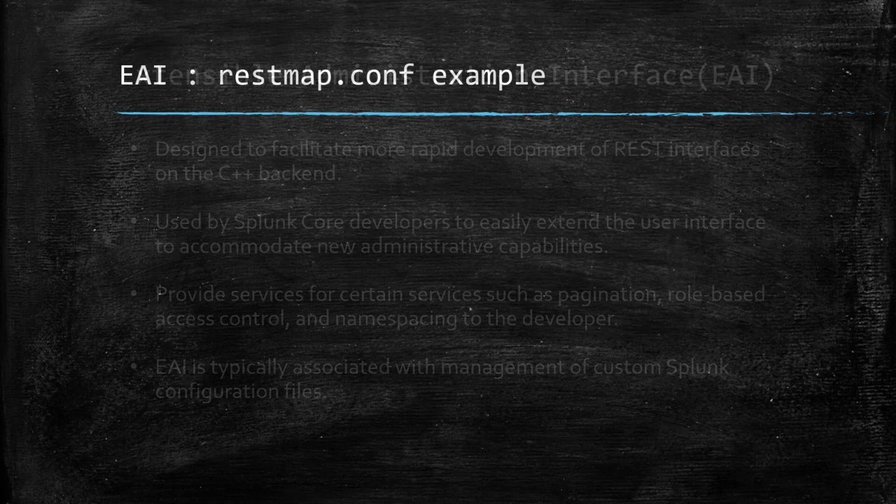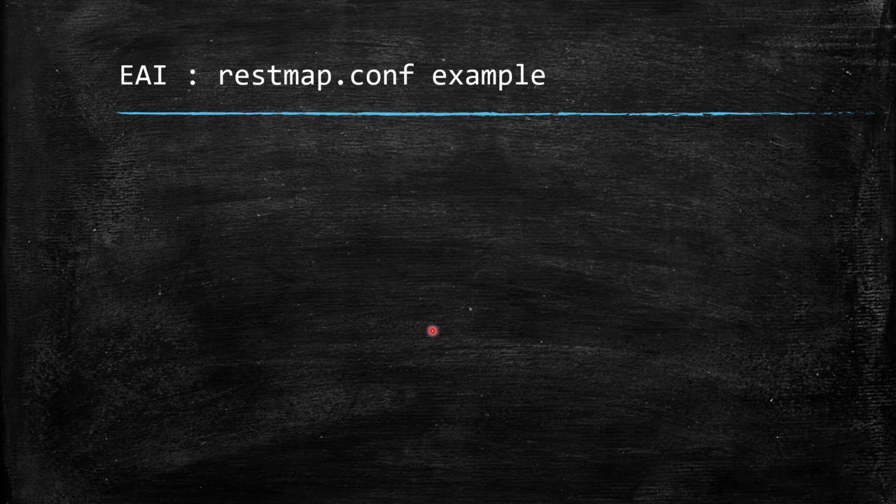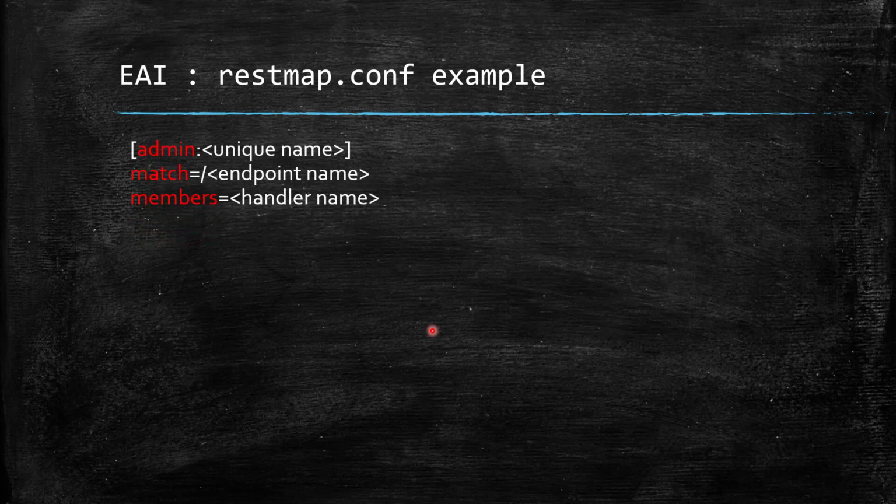Now, for example, how can we identify whether it's an EAI endpoint or a script-based endpoint? It is in restmap.conf. Here is an example. See, it will have two stanzas. One stanza is admin, then a colon, and you have to give a unique name.